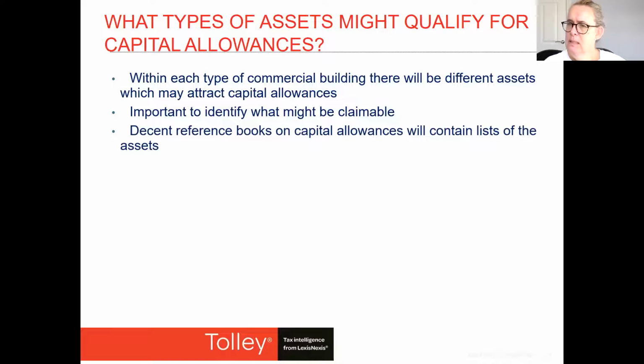But there are decent reference books on capital allowances which tend to contain lists of assets. Bloomsbury published quite a good annual on capital allowances, and that has got quite a good section on the kind of capital allowances that you can get on different buildings. Claritax have a book called The A to Z of Capital Allowances, which doesn't format it in quite the same way, but goes through every single asset that you could probably think of and whether or not you can get capital allowances on it.